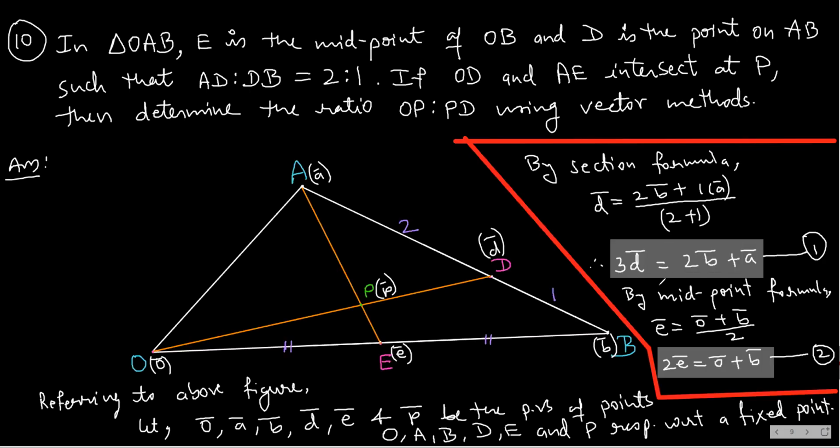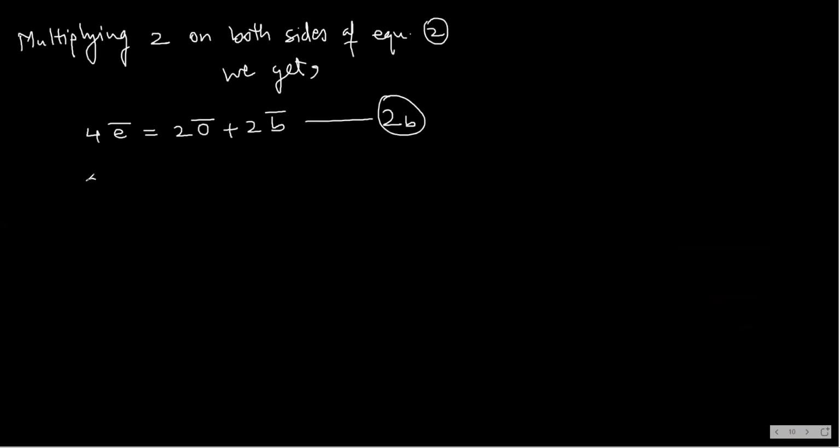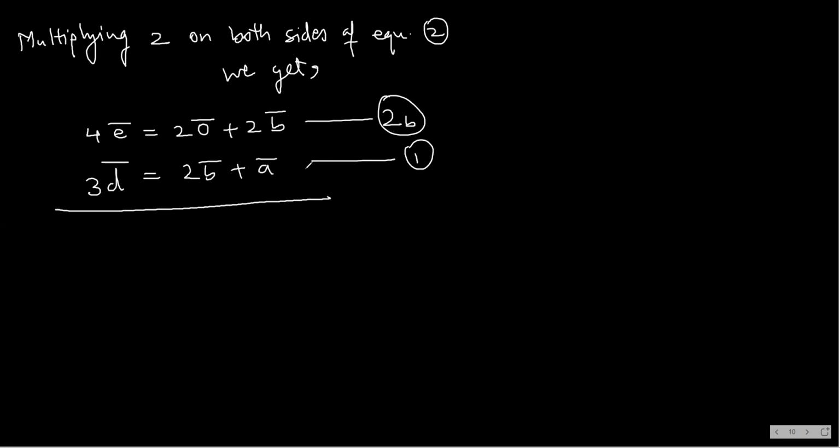And what was equation 1? Equation 1 is 3D bar is 2B bar plus A bar. So here I have 3D bar is 2B bar plus A bar. This is equation number 1. See, I subtract equation 1 from 2B. So when I subtract, what will happen?